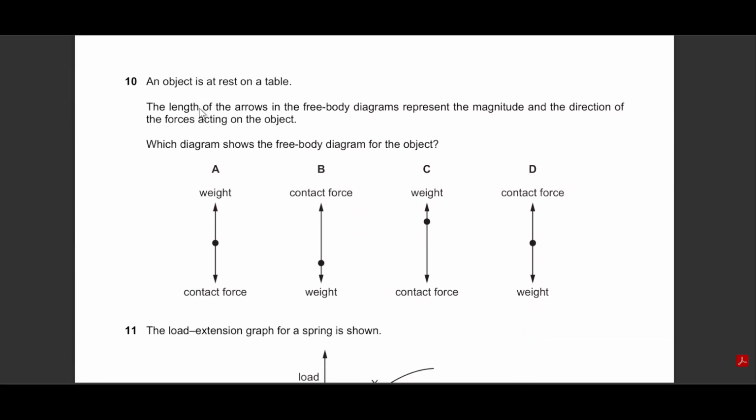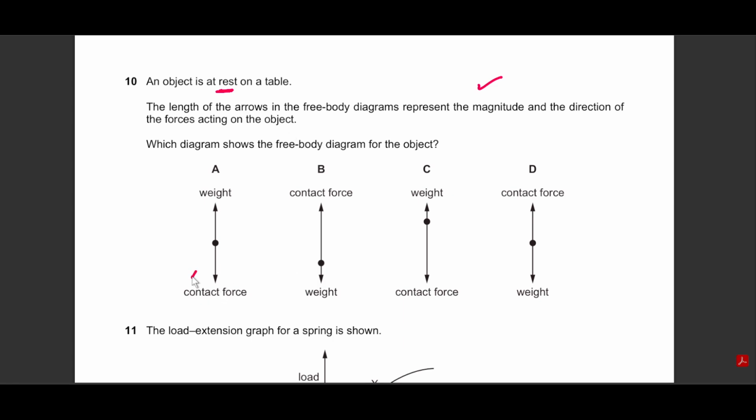Question number 10. He says, which object rests on the table? Okay, find the length of arrows, free body diagram, magnitude. We understand that the length represents the magnitude of the forces. Which diagram shows the free body diagram of the object? Okay. It rests on a table.